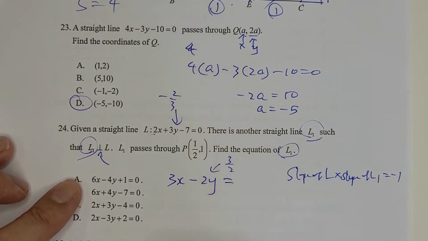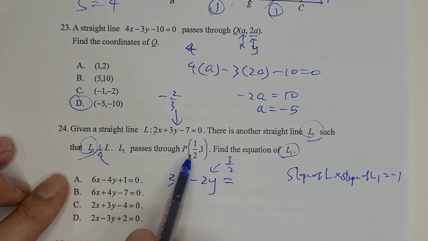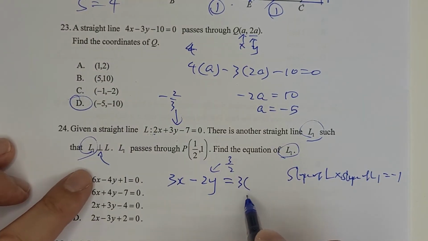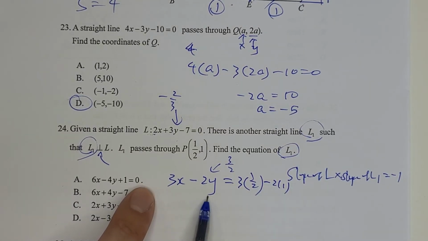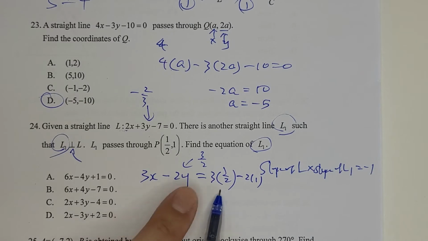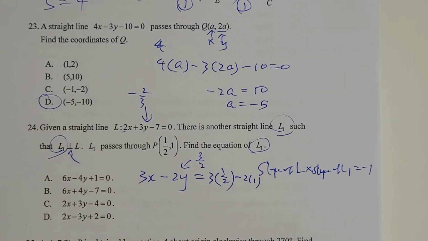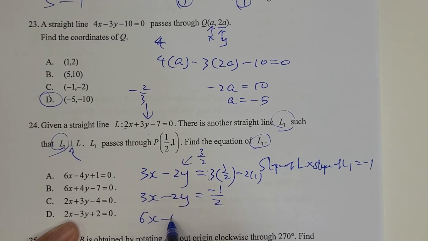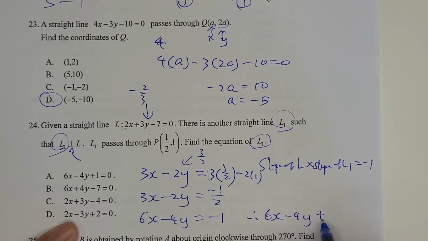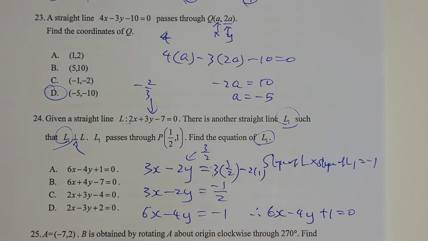And right hand side, you know that this straight line L1 must pass through this point. That means when x equals 1 over 2, y would equal 1, right? So try to imagine this. When x equals 1 over 2 and y equals 1, then left hand side must equal right hand side, right? So it must be this format for the constant. So you can simplify this one. Left hand side, there's negative 1 over 2. Both sides multiply by 2. 6x minus 4y equals negative 1. And finally, 6x minus 4y plus 1 equals 0. So the answer is A.